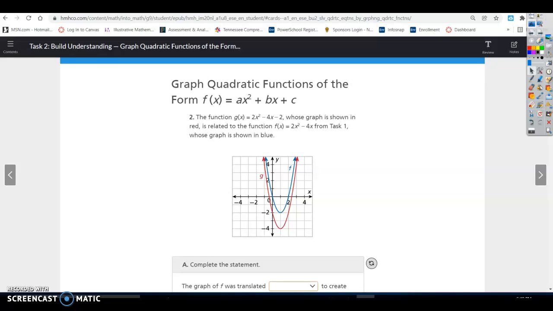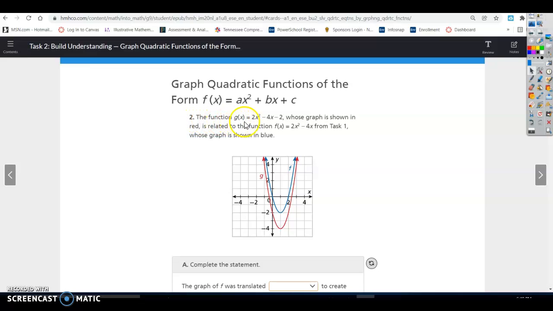Lesson 17.1, Task 2. Graph quadratic functions of the form f of x equals ax squared plus bx plus c. All right, again, this is called standard form. We will look at that more. And a, b, and c are just numbers, remember.